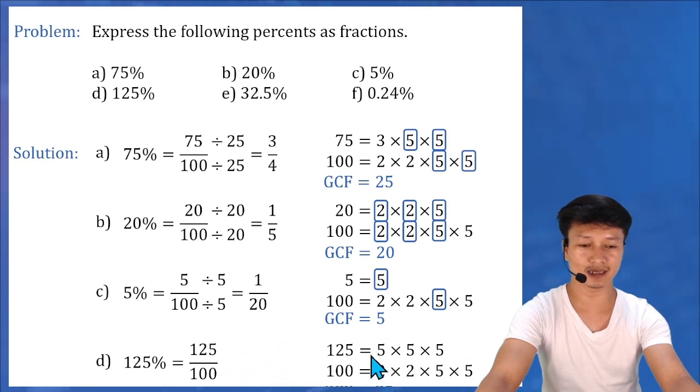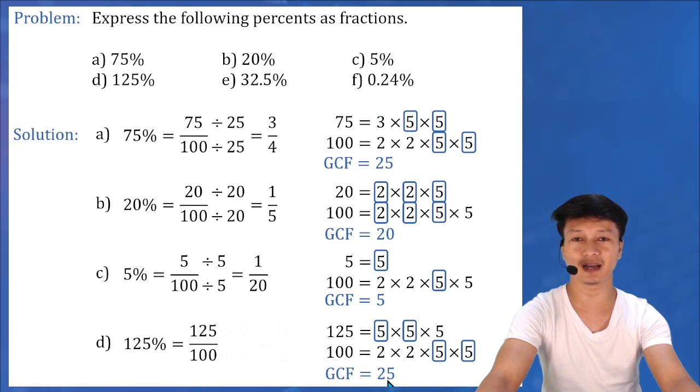And obviously, pagka tinignan natin yung factors ni 125 at yung factors ni 100, yung common nila ay dalawang 5. So, dalawang 5. So, we have 5 times 5. The result is 25. Kaya yung GCF natin dito ay 25. So, using that GCF, i-divide natin yung numerator and denominator by the greatest common factor which is 25. So, that is 125 divided by 25. Then 100 divided by 25 equals, what is 125 divided by 25? That is 5. And 100 divided by 25 is 4.